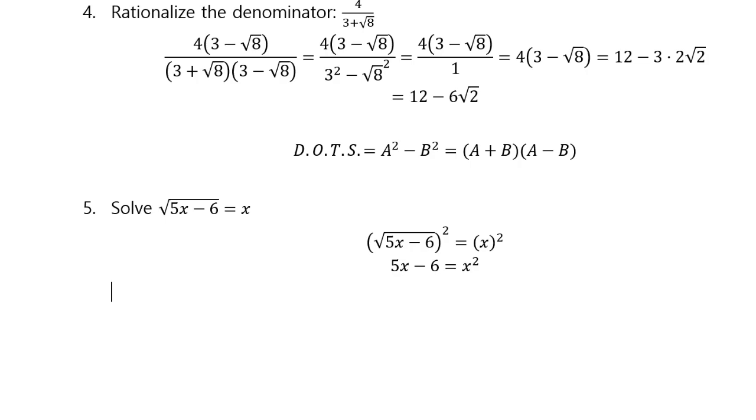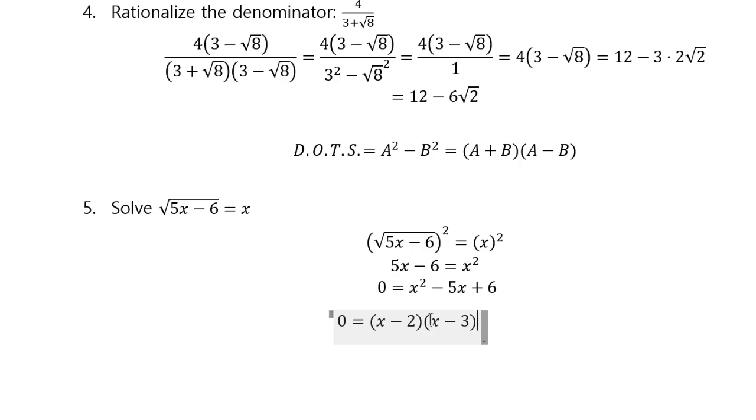And then moving everything to the other side, if you subtract 5x from both sides, and add 6 to both sides, you get 0 equals x squared minus 5x plus 6. And this is something you can factor. I see that 2 times 3 is 6, and 2 plus 3 is 5, but because you have a minus, it must be negative 2 and negative 3. So we get 0 equals x minus 2 times x minus 3.